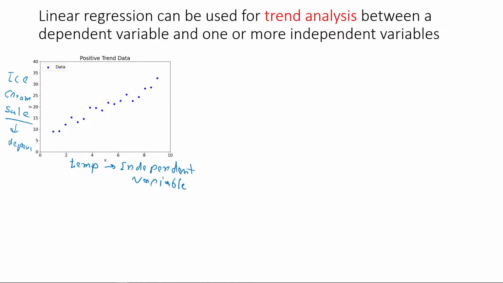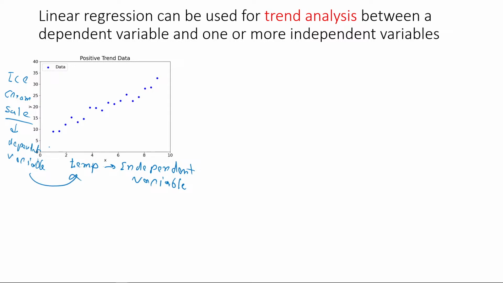Dependent variable. Why is this independent? Remember we did this already. It's independent because it is its own thing. It just does whatever it's doing regardless of anything else. So the temperature will increase or decrease, yeah? But the ice cream sale is dependent because it depends on temperature.